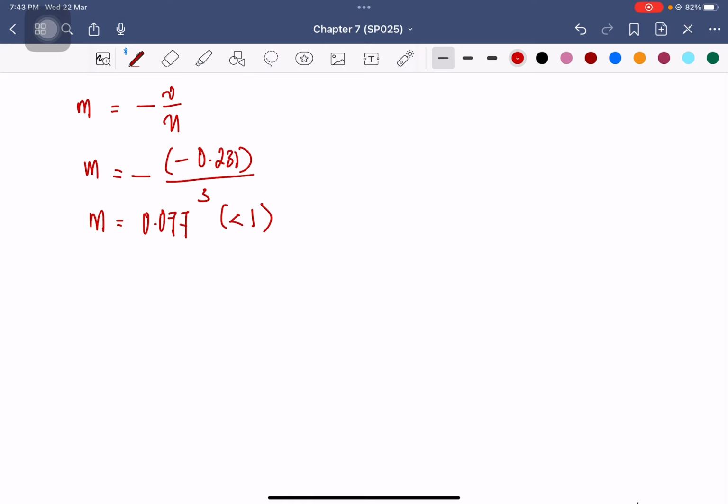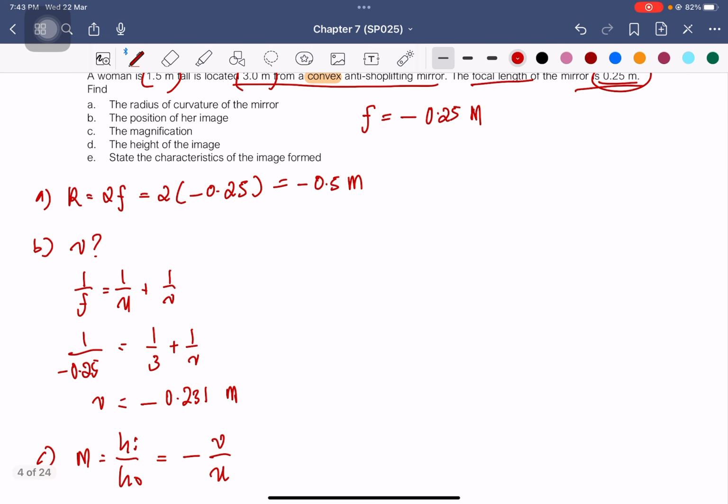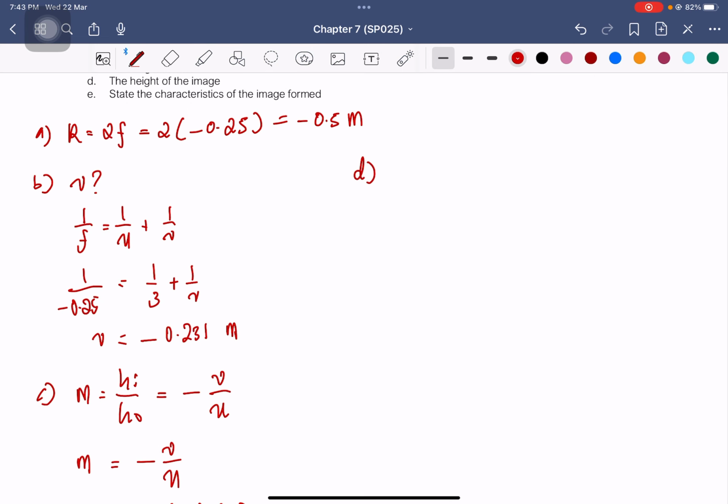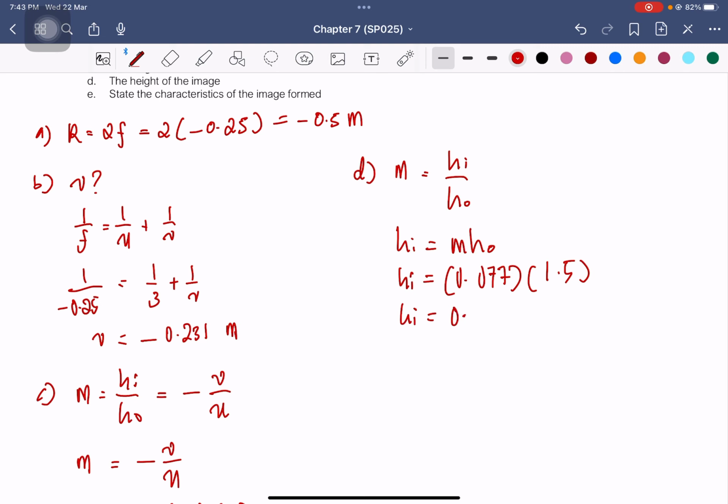Okay, so next we have to calculate the height of the image. For that we can use the magnification formula, hi over h naught. We are looking for the height of the image, so that is just m times the height of the object. This is 0.077 times the object, which is 1.5 meter tall, and we get the height of the image to be equal to 0.12 meter.